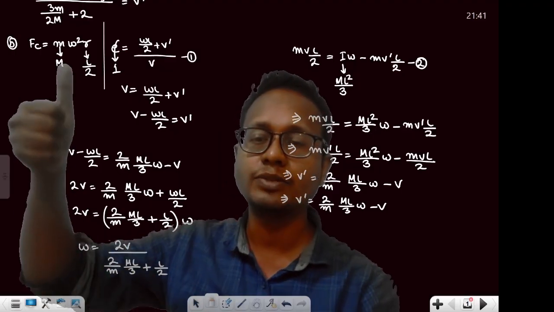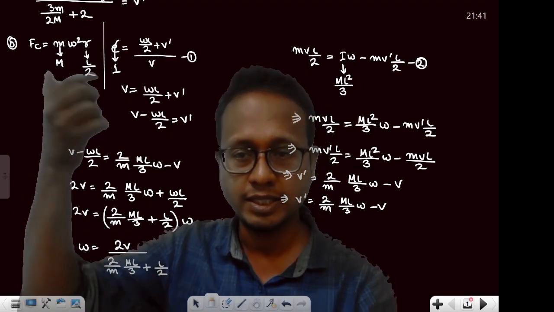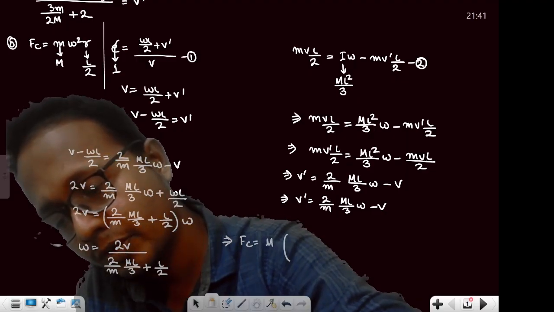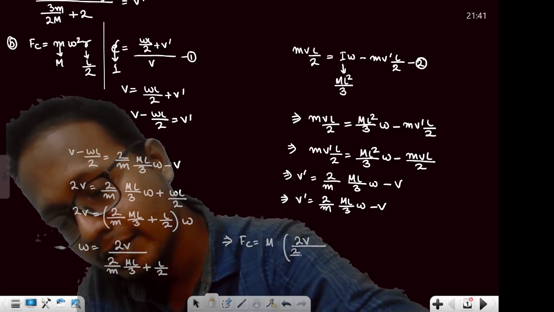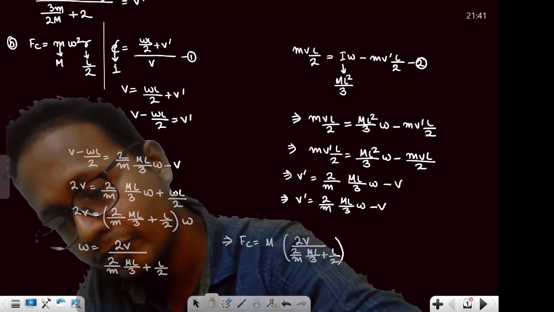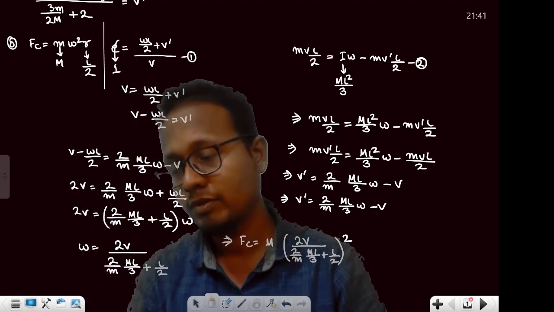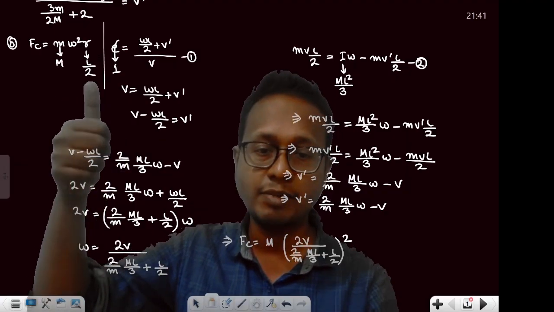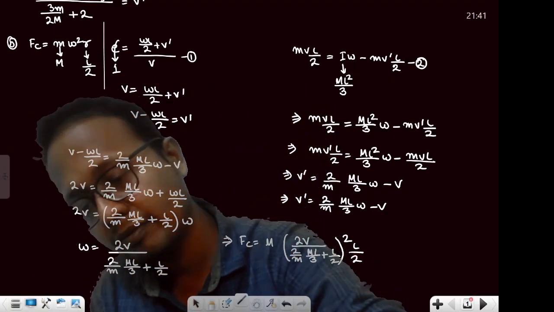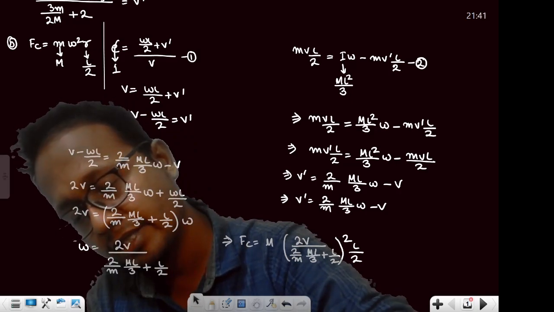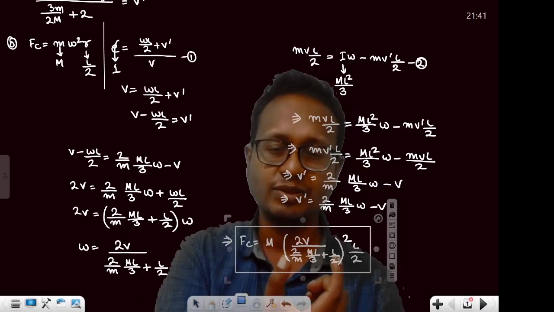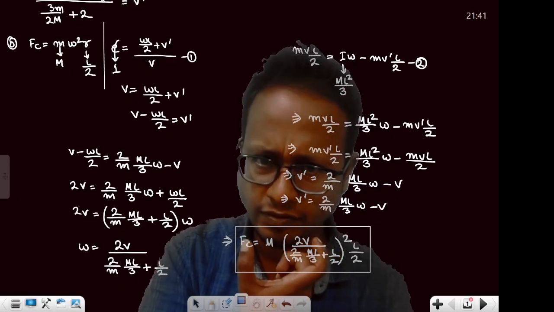Now this value of omega I need to substitute here, and that would give us our centripetal force. The centripetal force Fc is equal to m into 2V by 2 by mL by 3 plus L by 2, whole square, into R. What is the value of R? The value of R is nothing but L by 2. So this is my answer. I'm not breaking it down further. You can simplify this, which just means simplifying the variables. There is no further calculation.